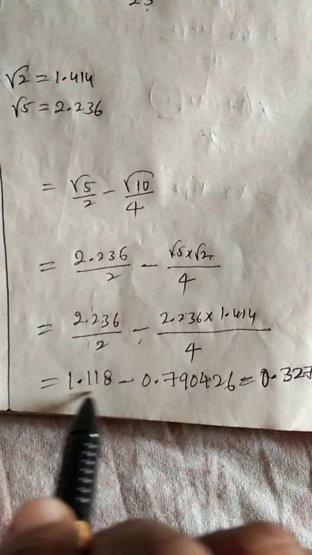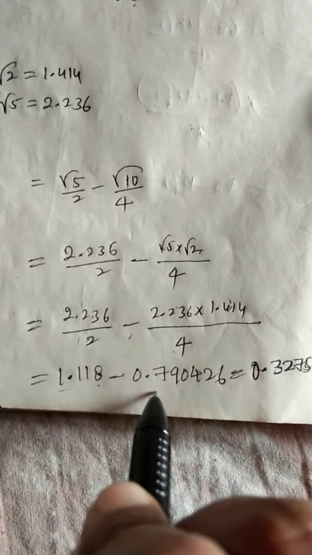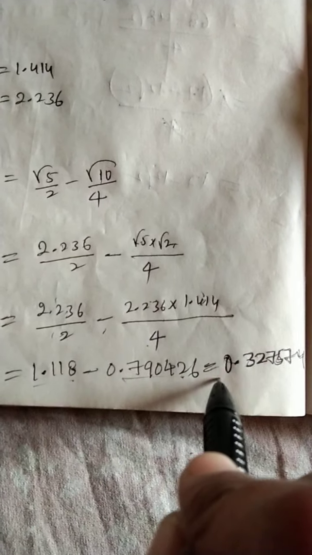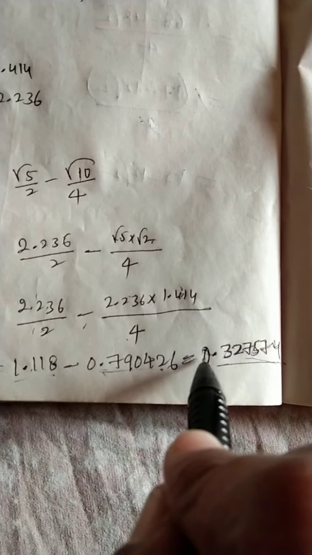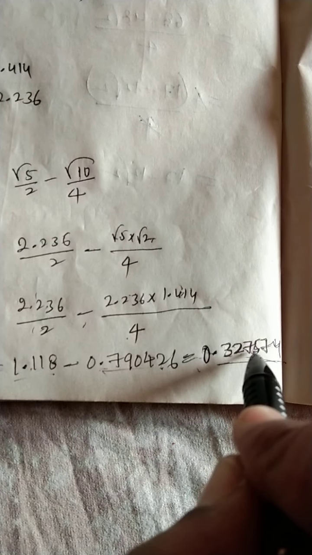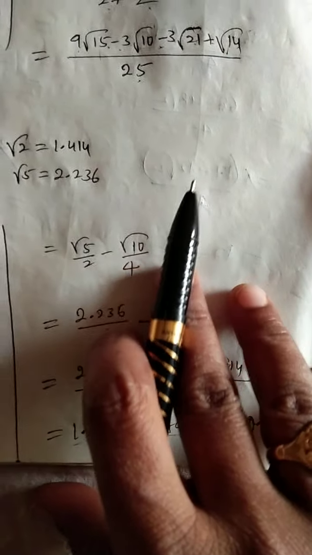If you divide you can get this answer. If you multiply and then divide by 4, you will get this answer, which is equal to, now you can subtract, you will get 0.327574. Okay, this is the answer for that.